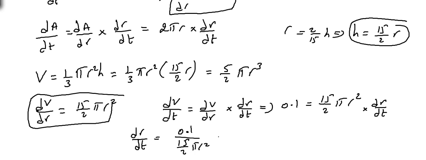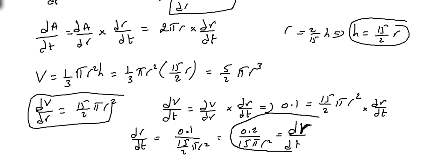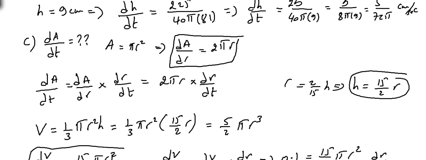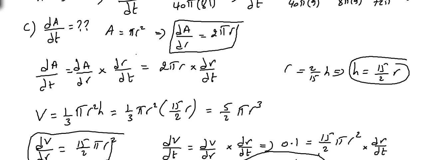I will try to make this a little bit easier, faster. 2 times 0.1 is 0.2 over 15 pi r squared. We can multiply by 10, or we can leave it like that, right? This is dr to dt. If we go back, why did I do that? To find dr to dt, because I needed to find dA to dt. We need dA to dr, and we have it. We found it here, and we just found dr to dt.